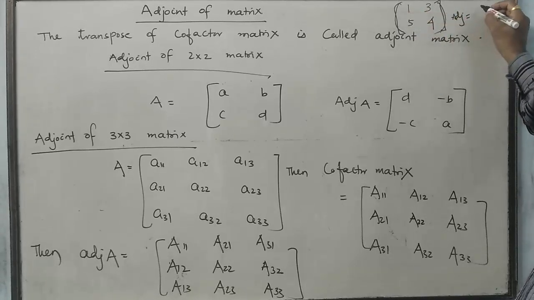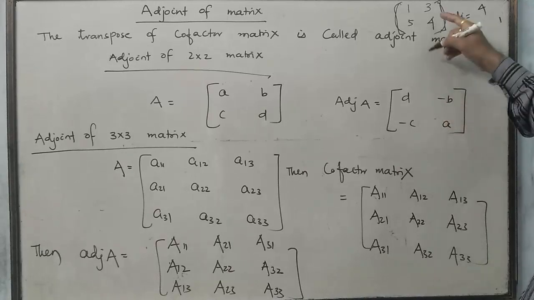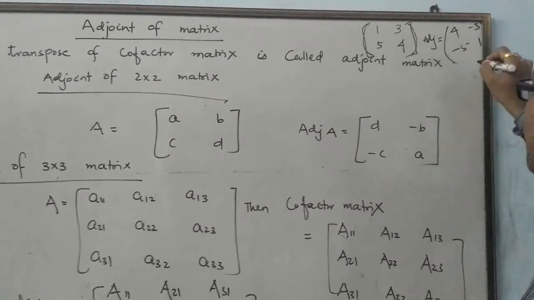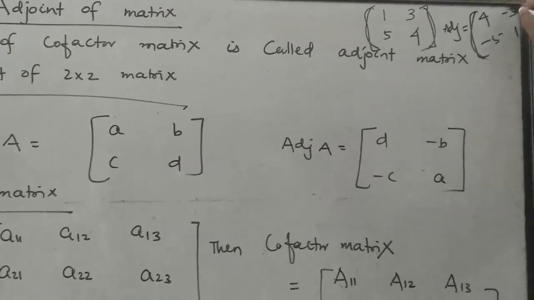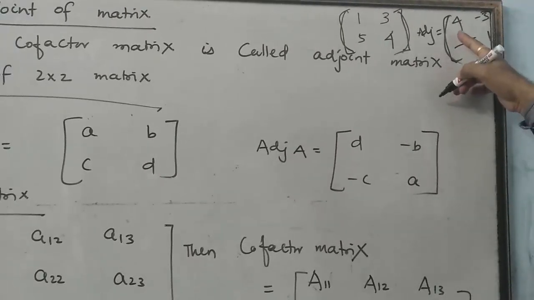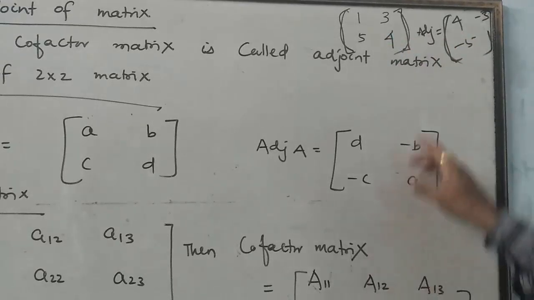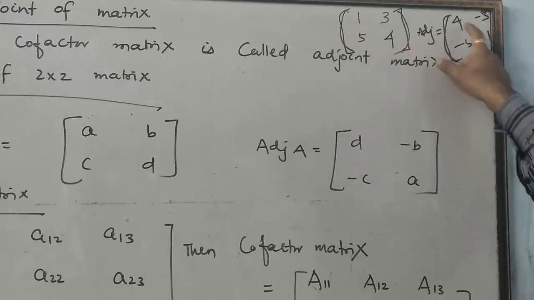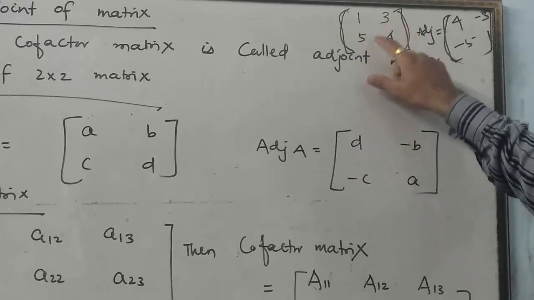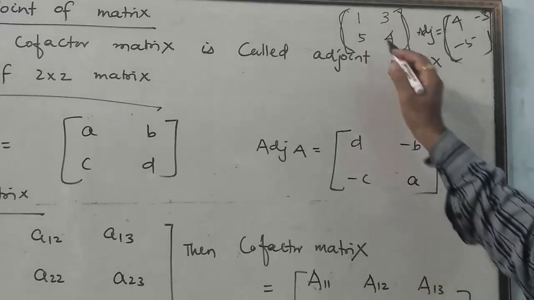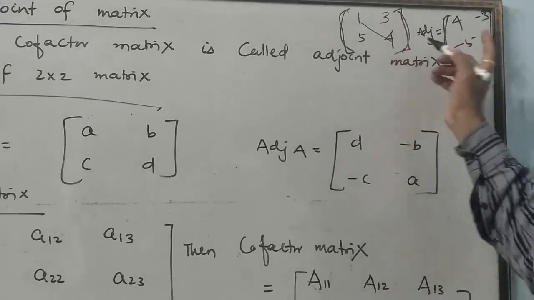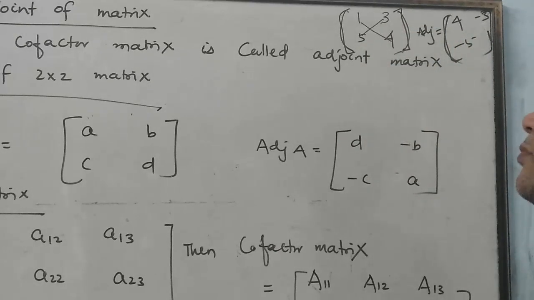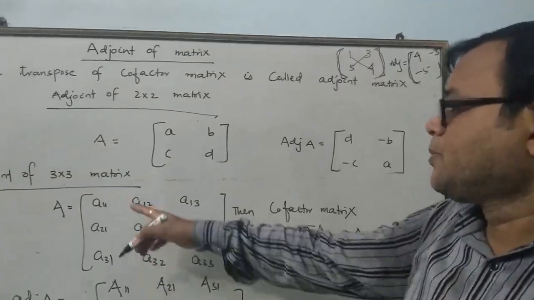Adjoint: swap the positions. Here 4 and 1 will come to each other's positions. 3 will be at minus 3 and 5 is at minus 5. So answer is 4, minus 3, minus 5, 1. You can manage here. 4 will come to the position of 1, and 1 from this position. You have swapped the positions, I mean these diagonal elements will change their positions and the other elements will change their sign. Okay. Next, adjoint of a 3 by 3 matrix.